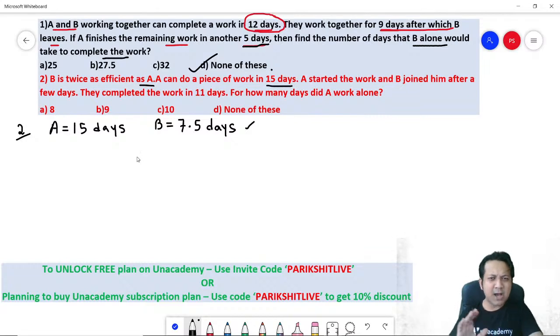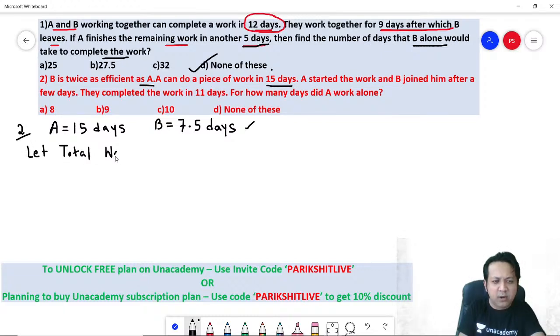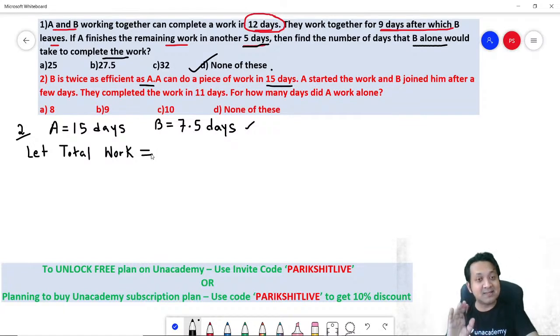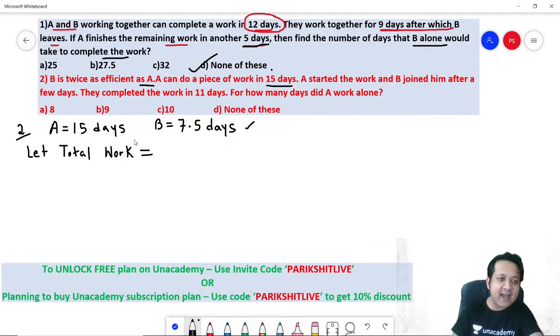Correct? Now you know how to do it. You always start your answer with an assumption. What is the assumption? Let total work be some number. Let total work equal something. Whatever number you want, you can assume, you will get the same answer. But I think the easiest number to assume will be a number which will make your calculations easy. So what is that number?